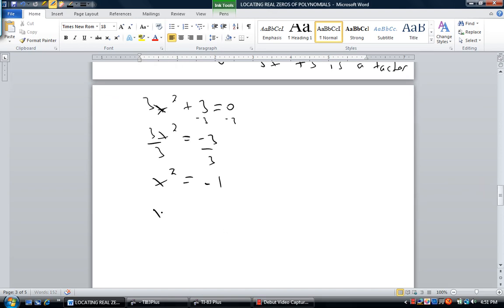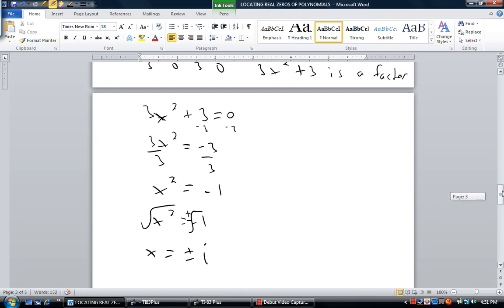To solve this, we're going to square root both sides, get rid of the exponent. Don't forget plus or minus. We get x equals plus or minus. Do you recall what the square root of negative 1 is? And if you don't, you will now. It's imaginary, it's i. And that makes sense.